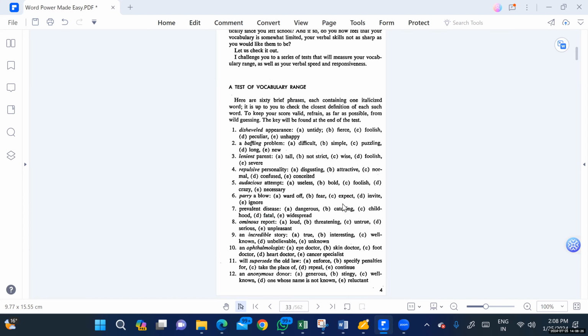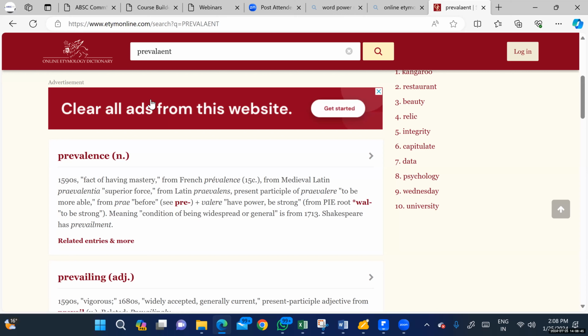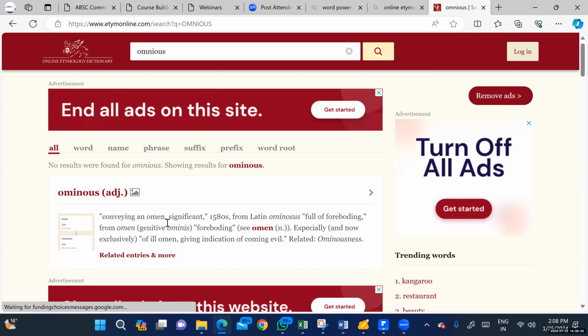Mighty. Ominous report. So I know it's an adjective. Omen means everywhere or something. So loud, threatening, untrue, serious, unpleasant. And omni is a very common word. So aapko bahut sare words mein combined milenge omni, omnipresent, present everywhere. Convey an omen, significant, lacking ominousness, full of foreboding. It's like a divine, sacred word.